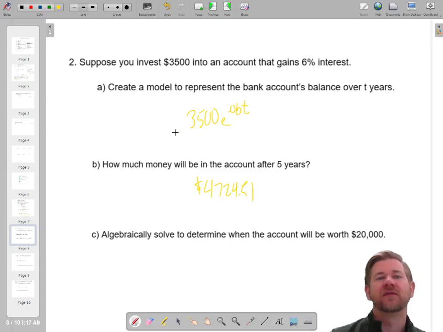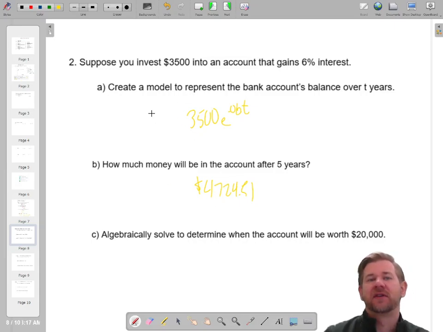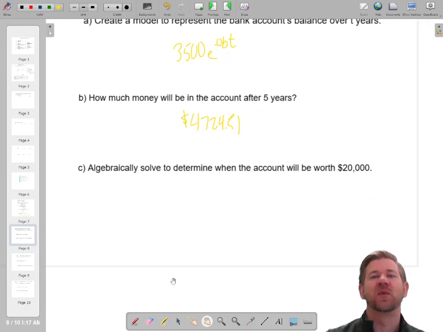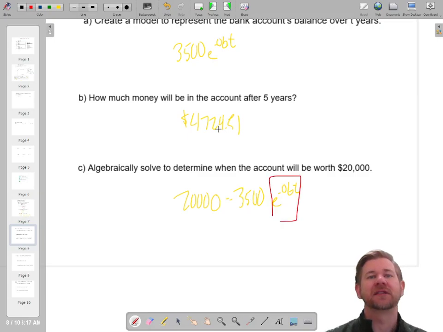We started with 3,500. Now we're at 4,700. Great, we made a little bit of money. But now I want to know, hey, when will this 3,500 bucks be worth 20,000? So we'll say 20,000 equals 3,500 e to the 0.06t. Now, we play the same game. You got to first isolate the exponent. So divide both sides by 3,500.